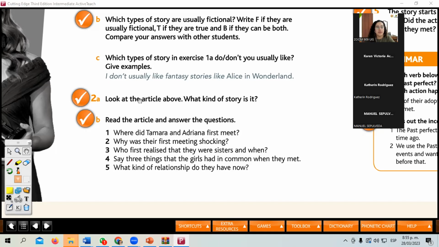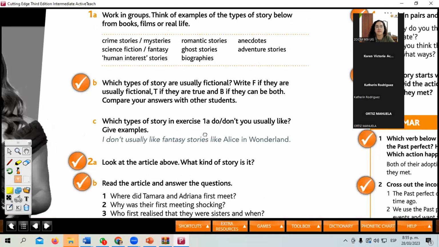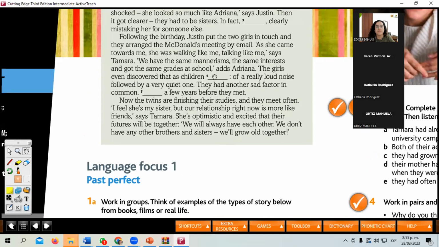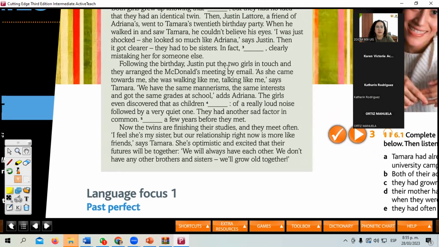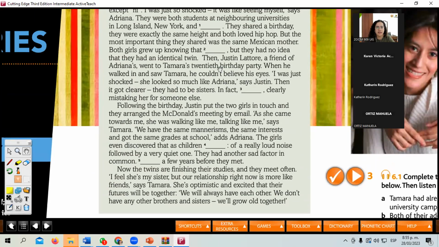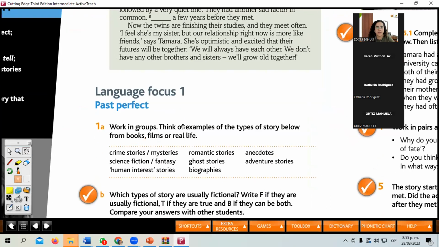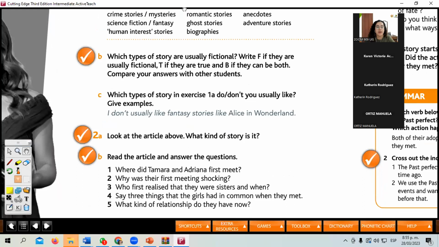Maybe Manuela for the third. Who first realized that they were sisters? And when? Adriana's friend, and when, in the 20th birthday party. It was Adriana's friend Justin, I think. Yes, Justin went to Tamara's 20th birthday party. Very good.